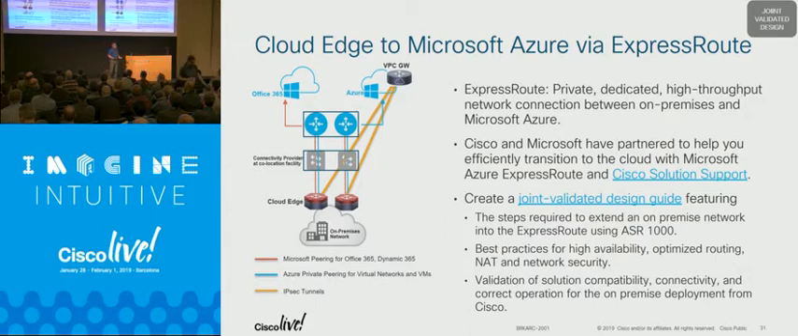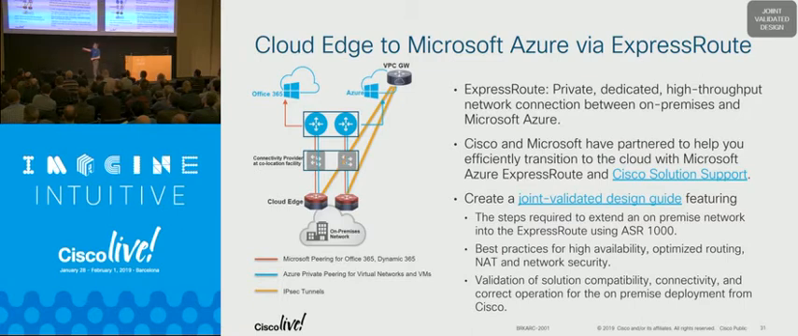What we did, together with Microsoft, is develop a joint validated design document. It has a link on cisco.com. It includes all the step-by-step requirements for you to set up that ExpressRoute circuit. It also includes the best practices for setting up high availability connections.